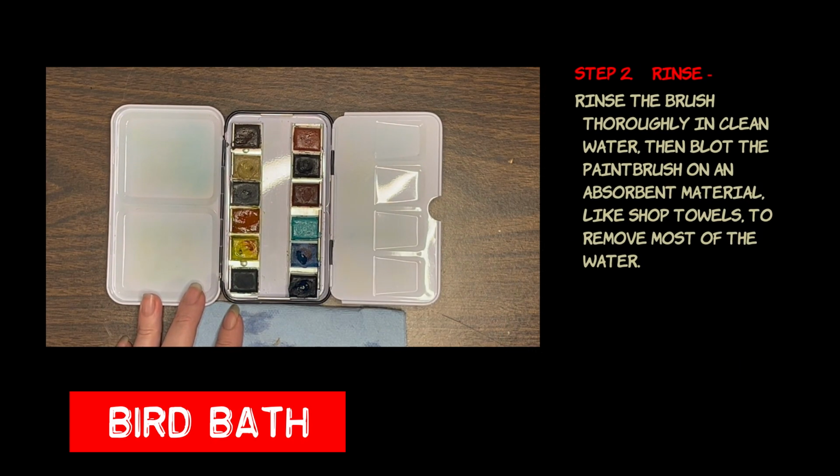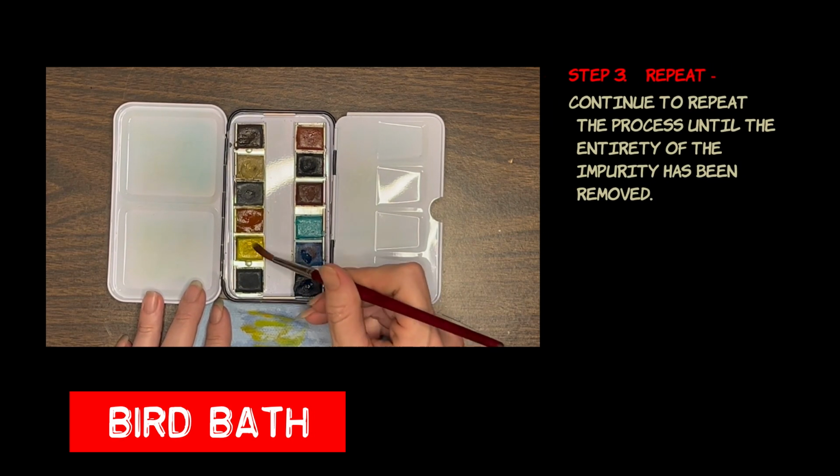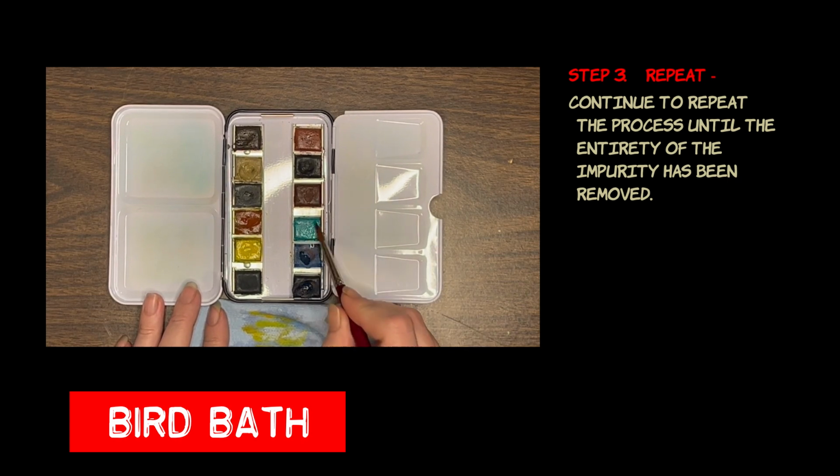Step 2. Rinse. Rinse the brush thoroughly in clean water, then blot the paintbrush on an absorbent material, like shop towels, to remove most of the water. Step 3. Repeat. Continue to repeat the process until the entirety of the impurity has been removed.